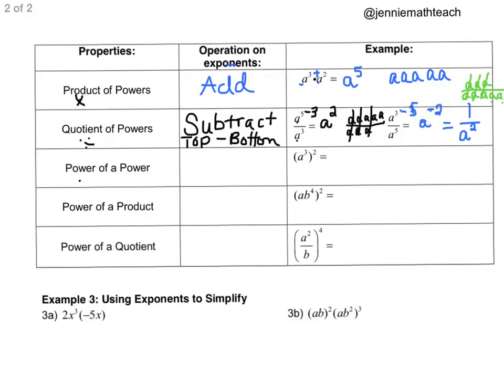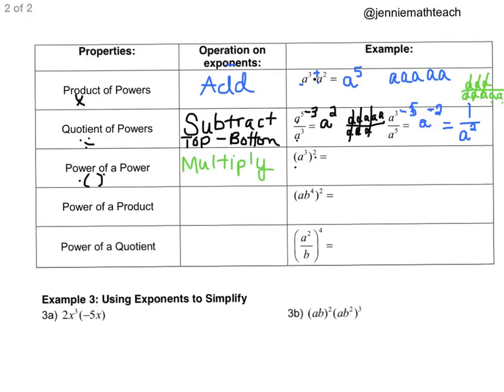Next we have power of a power. That's when you're going to have something that's inside parentheses with an exponent outside. So see how we have the a to the third inside parentheses with another exponent outside? So there's 2 exponents, the 3 and the 2. What do you do with those numbers? You will multiply them.